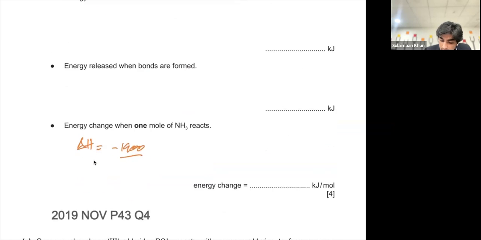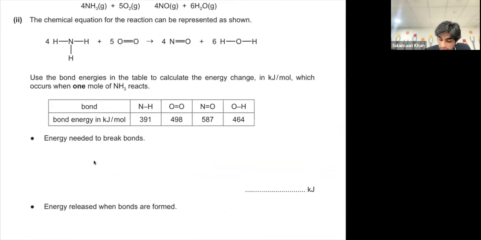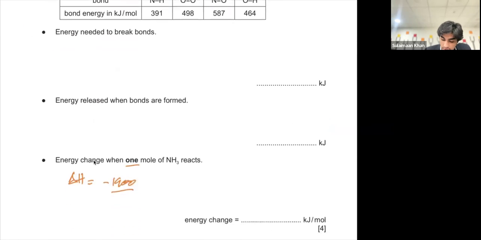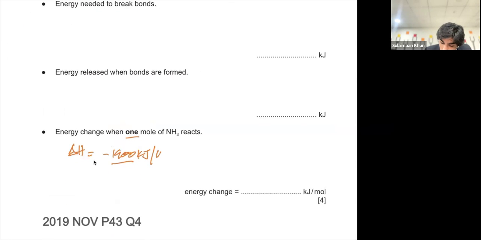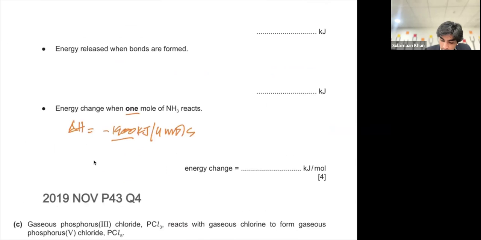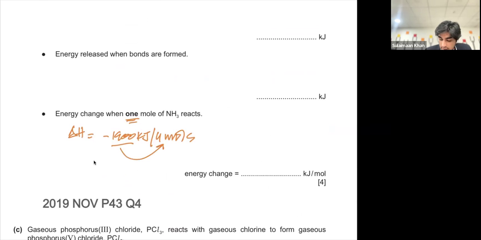But remember, it's saying write the enthalpy change for 1 mole of NH3. Do you know what this enthalpy change is? This is for 4 moles of NH3. So it's kilojoule per 4 moles. It's not per mole, it's per 4 moles. So he wants it for 1 mole. That's why minus 1900 divided by 4, you have to write it for 1 mole. So remember this, but don't worry, I'll solve this on my own as well.